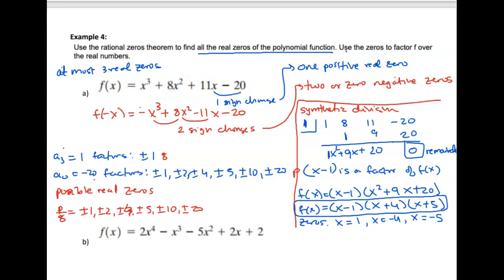Right, so that's the answer. Find the zeros, which are here. Use the zeros to factor f over the real numbers. This is what we did here. All right, so that's what he was asking us for.